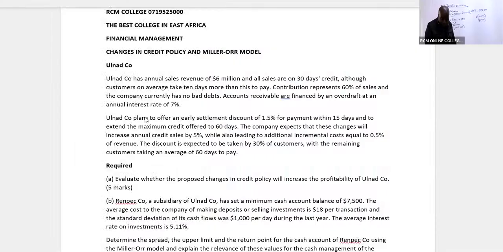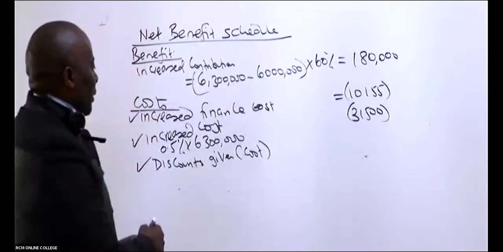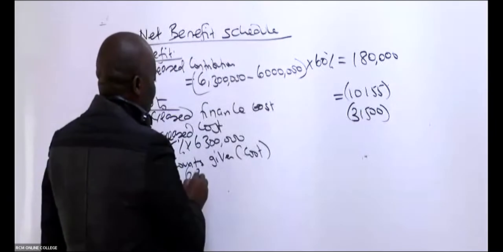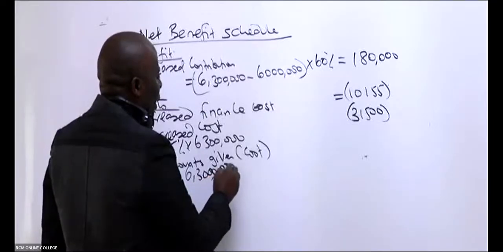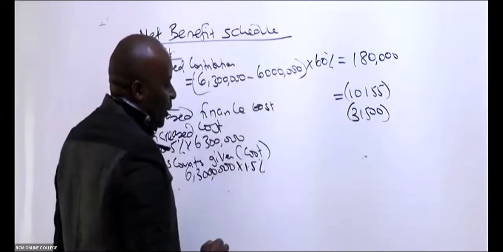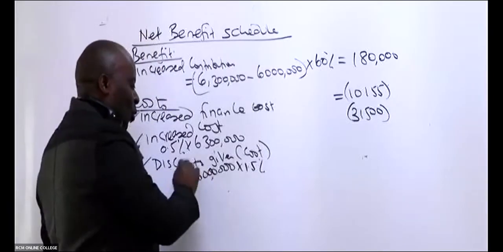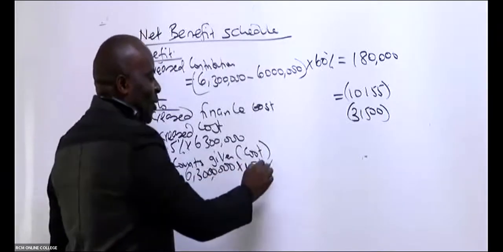So the discount that they have told me, ladies and gentlemen, is here. The company plans to offer an early settlement of 1.5% for payment within 15 days and to extend the maximum credit to 60 days. Great. So then we know that we are going to have our 6.3 million. Out of these 6.3 million, we shall be losing 1.5%. But remember, not all people are going to take advantage of this discount. It's only 30%.